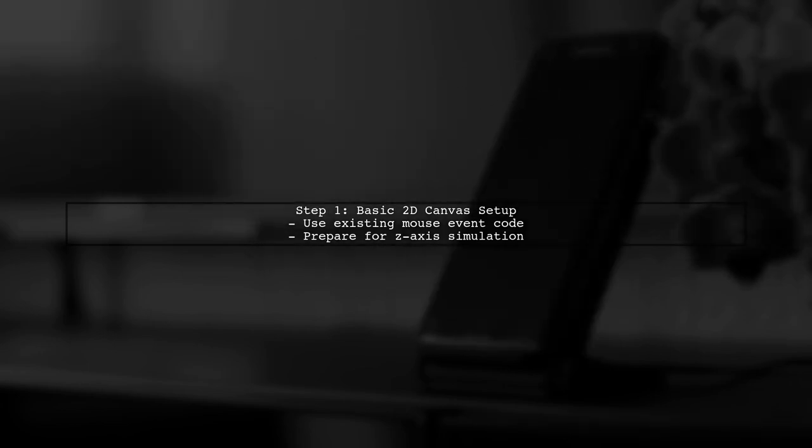First, we will set up a basic 2D canvas. You can use the same mouse event handling code you already have. We will modify it to include a Z-axis representation.